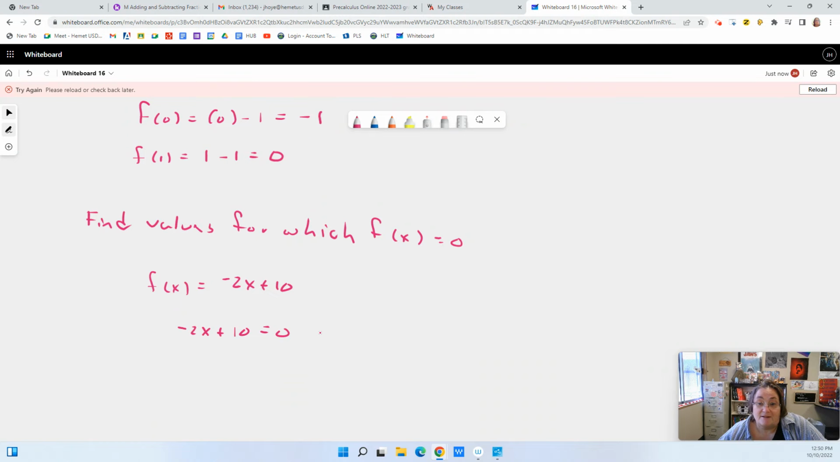All right? That's all that it's asking. What did I do? I replaced f of x with 0. Yeah, I put it on the other side of the equal sign, but it's an equal sign. I could put it on either side, right? They'll still be equal. And then I can just go ahead and solve for x, right? I subtract 10 and subtract 10, and I get negative 2x equals negative 10. And I divide by negative 2, divide by negative 2, and I get x equals 5.